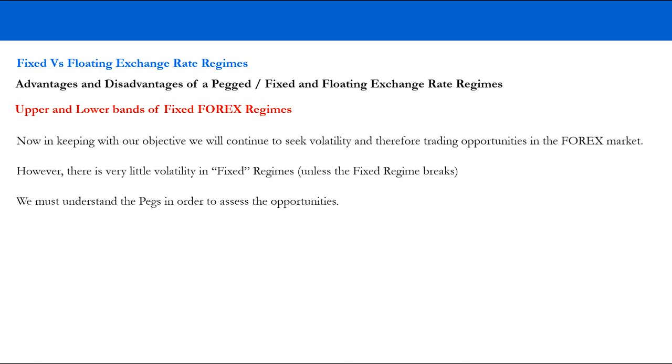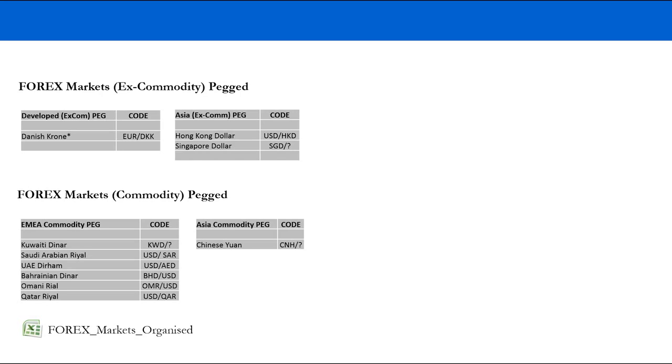So we've got to understand how the pegs in the real world actually work. And you'll remember earlier from the Forex markets organized sheet that we split up our pegged regimes into X commodity and commodity pegged situations. In the commodity section, we had most or all of the GCC countries, and we had the Chinese yuan. In the X commodity pegged area, we had the Danish kroner, the Hong Kong dollar, and the Singapore dollar.